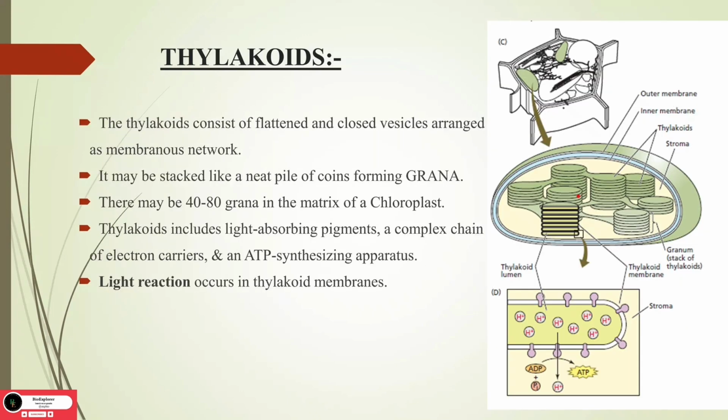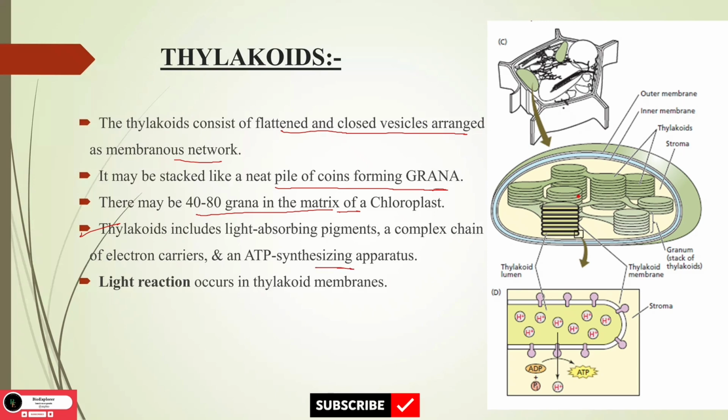In this slide, we describe the characteristics of the thylakoid. Basically, the thylakoid consists of flattened and closed vesicles arranged as a membranous network. It may be stacked like a neat pile of coins forming grana. The chloroplast matrix contains 40 to 80 grana. The thylakoid includes light-absorbing pigment, a complex chain of electron carriers, and ATP synthesizing apparatus. Light reaction occurs in the thylakoid.